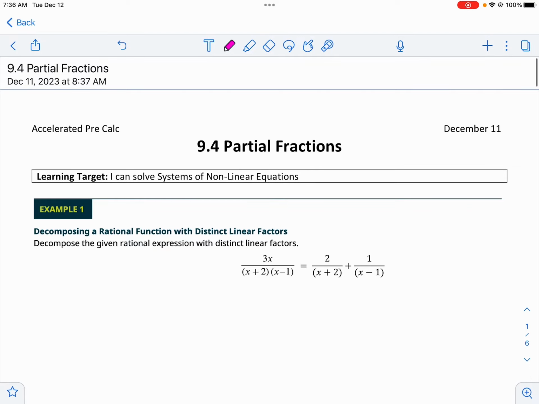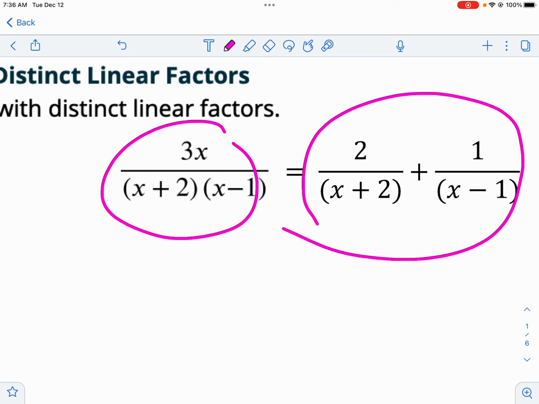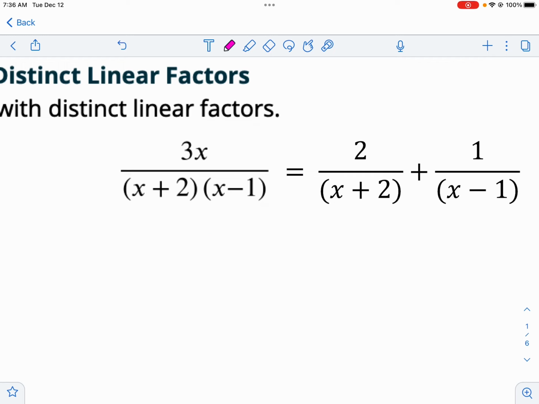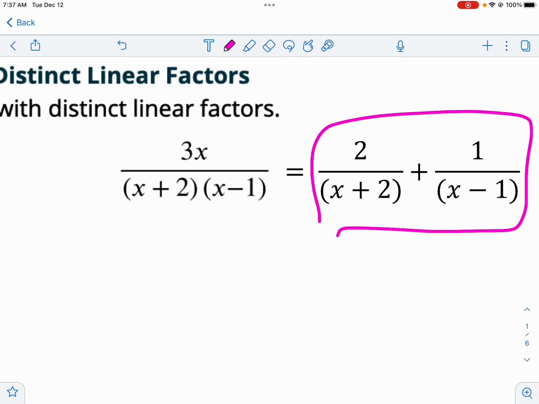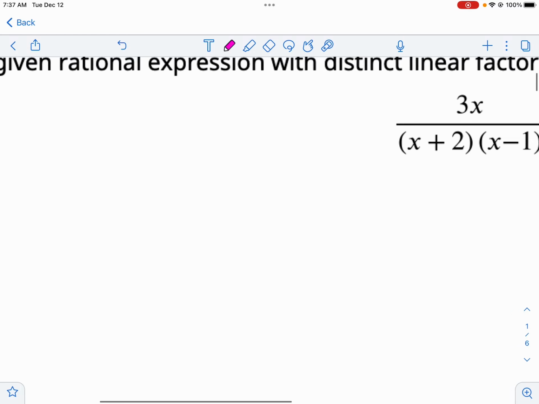9.4 partial fractions. So the point of partial fractions is to turn something like this into something like this, where we're calling decomposing, where find a way to split up these two factors in the bottom so that they each have their own fraction. This is important when you get to calculus, where dealing with this is difficult, but when you deal with two separate parts, it's not as hard. So this is how you do it.